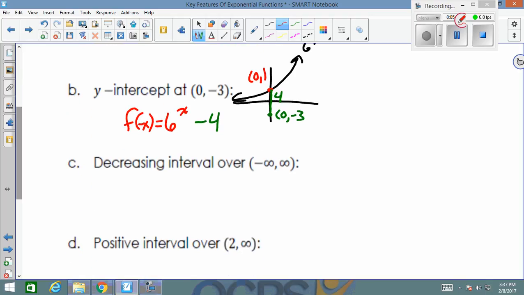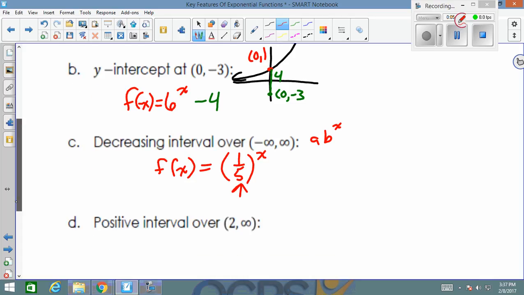If I want it to be decreasing over time, that means our b, in ab to the x, has to be a fraction of some kind. So I'm just going to make it, let's say, 1 over 5 to the x. That fraction right here will guarantee that it will be decreasing over the entire time.